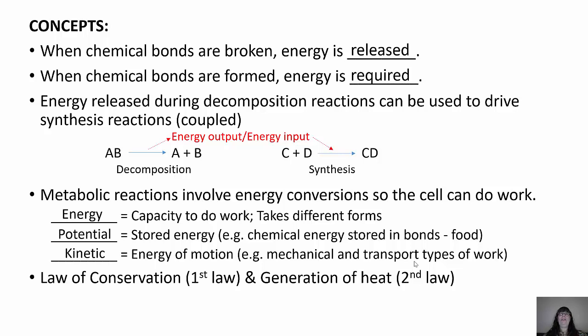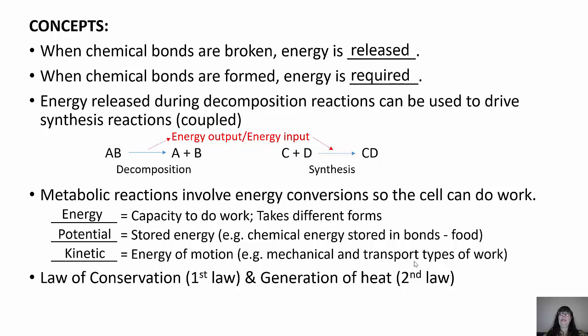So if you have a decomposition reaction, AB yields A plus B, the energy that is given off from that reaction can be used to create CD. So you can use one energy output to drive the synthesis of something else. Now, metabolic reactions involve energy conversions because we need the cell to do work. Energy is just the capacity to do work, and it takes different forms.